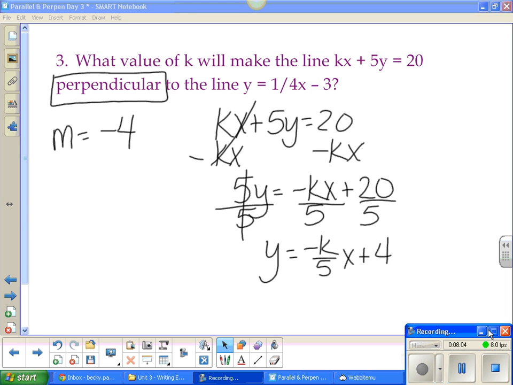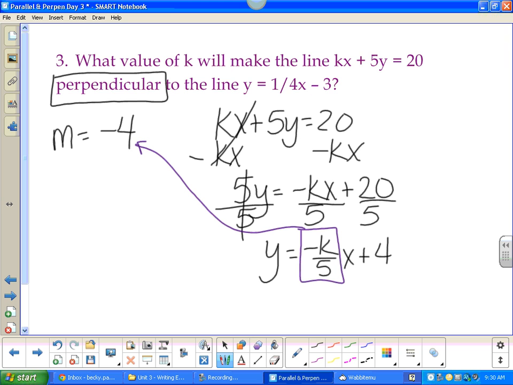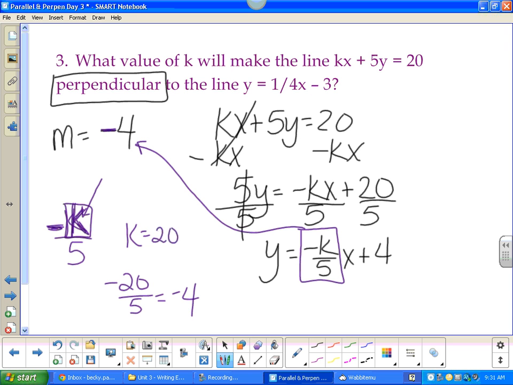So I need this to become that. If I have negative k over 5 and I want it to end up becoming a negative 4, well, the negative is already there. So I don't need k to be a negative because the negative is already there. What number can you put there so that when you divide it by 5, you get a 4? 20. If k is a 20, if you stick a 20 right there, that'd be negative 20 over 5, which would be a negative 4.